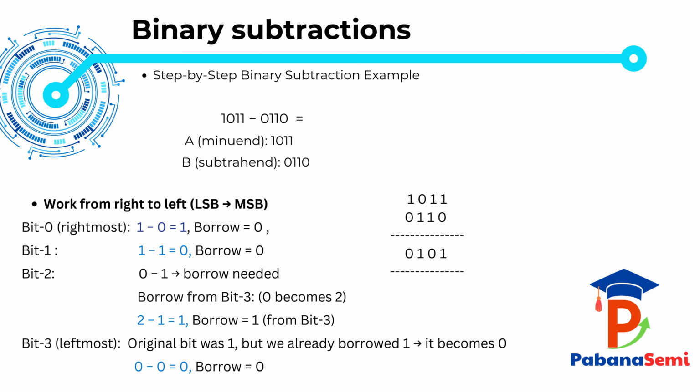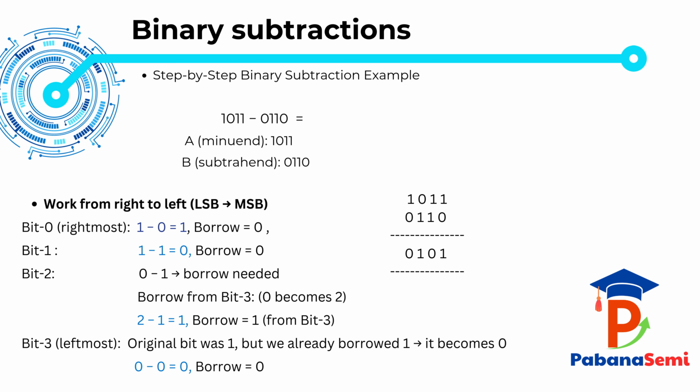That's not possible without borrowing, so we borrow from the next left bit. In binary, borrowing turns this 0 into 2. Now it becomes 2 minus 1, which gives 1, and we mark that we borrowed from the next bit. Now the leftmost bit was 1, but because we borrowed, it becomes 0. So we do 0 minus 0, which gives 0.